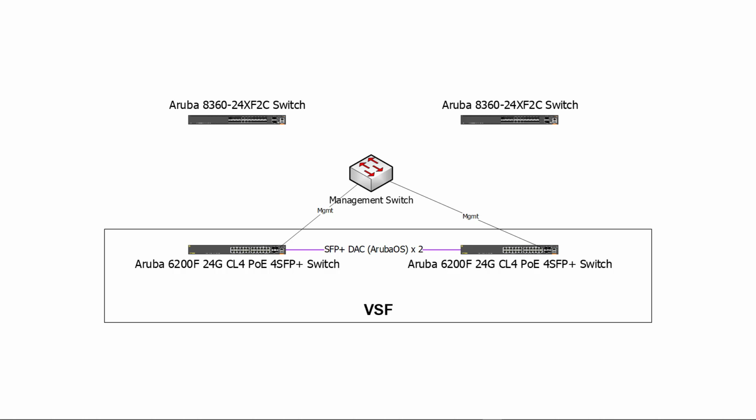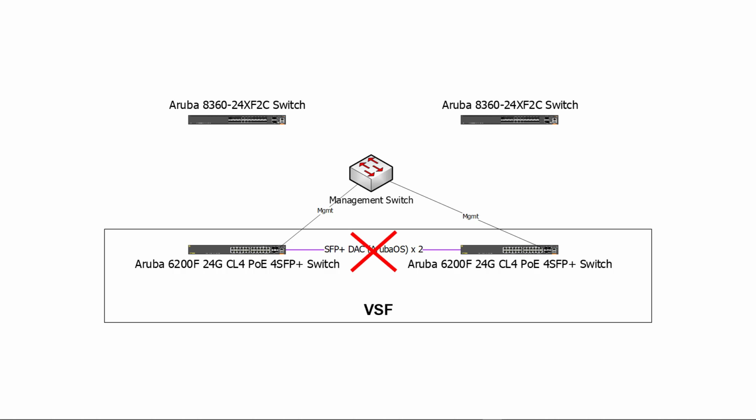To avoid a split brain situation, we can configure split stack protection. This feature requires all management interfaces to be connected to the same layer 2 network. In case the VSF links are disconnected, switch members can communicate to each other through the management interface, thus avoiding the split brain scenario. The stack segment containing the master will remain active, and the remaining segment will shut down all of its interfaces except for VSF links and wait for the link to be restored.